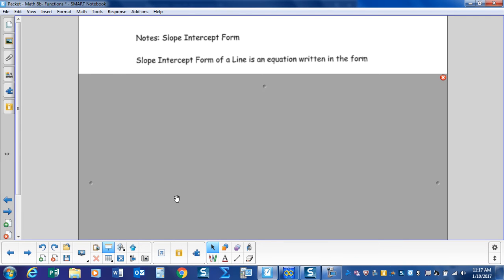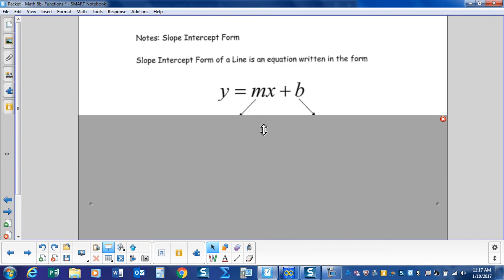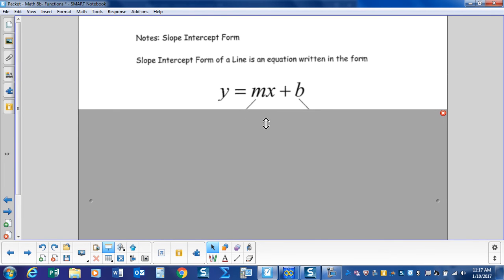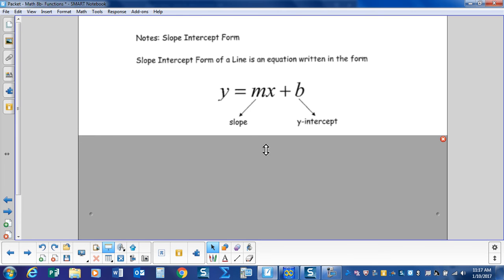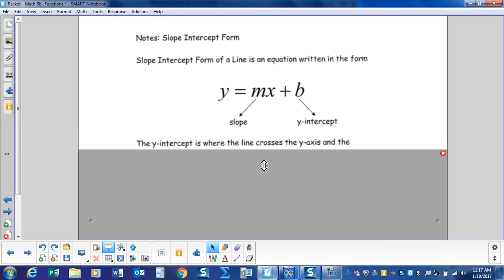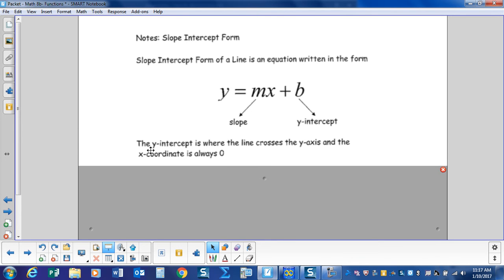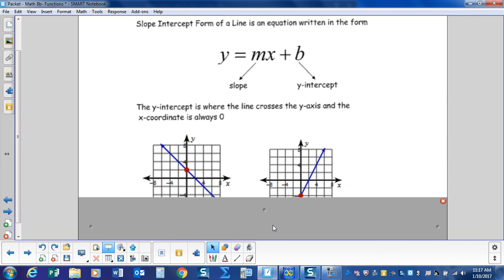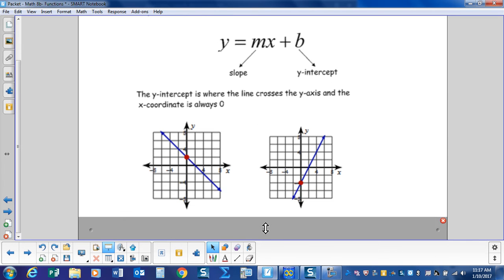Slope-intercept form. Slope-intercept form of a line is an equation written in the form y equals mx plus b, where m represents the slope and b represents the y-intercept. The y-intercept is where the line crosses the y-axis, and the x-coordinate is always 0. So let's look at what the y-intercept is.